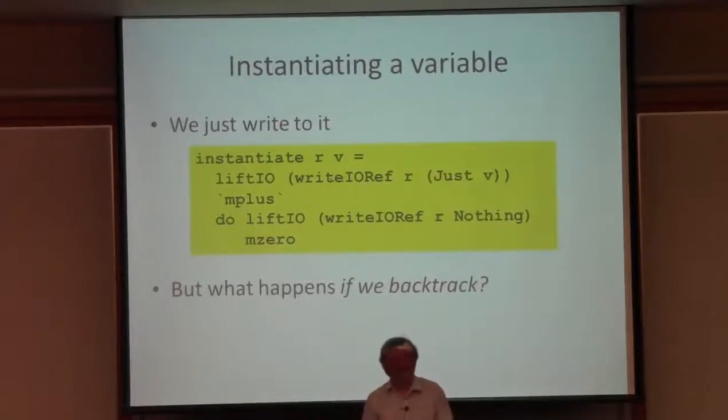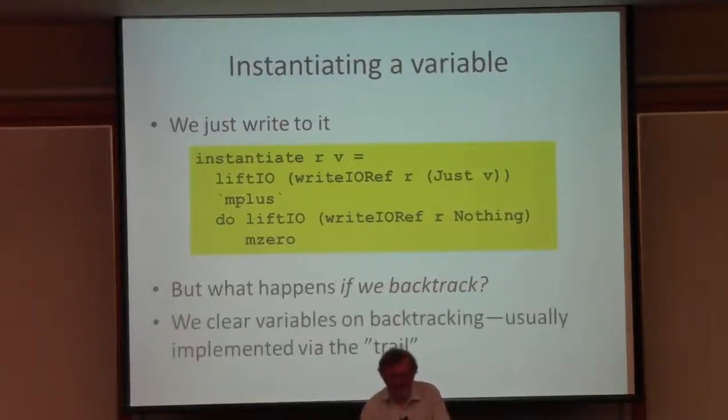All Prolog implementations do this. Normally they do it using a mechanism that's called the trail. So if you've heard of the trail, it's a data structure whose purpose is to make sure that this clearing is done at the right time. But in my Haskell implementation, all I need to do is add a MPlus that performs the right action.